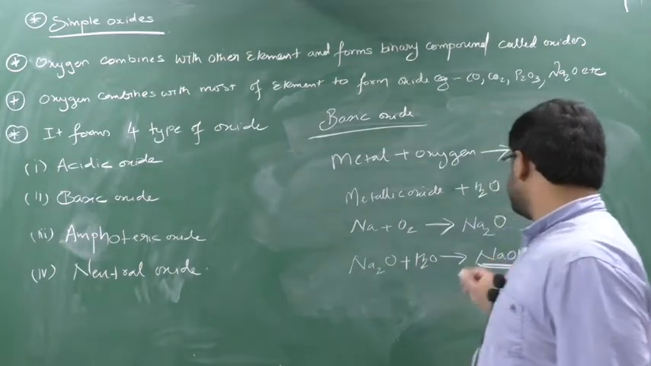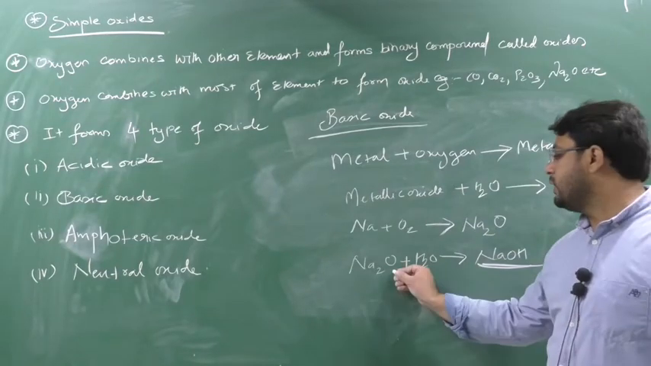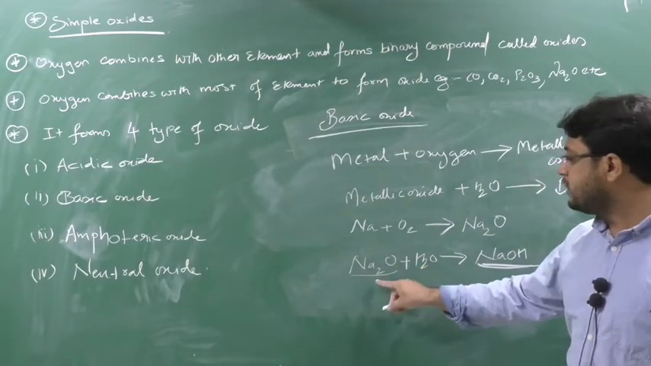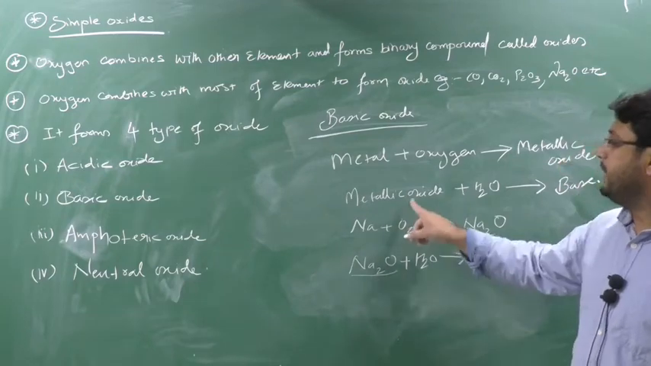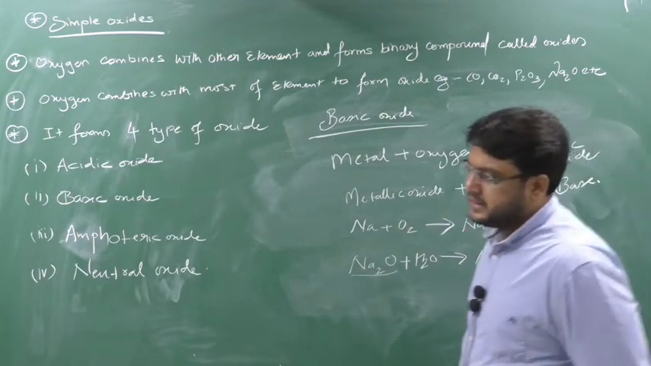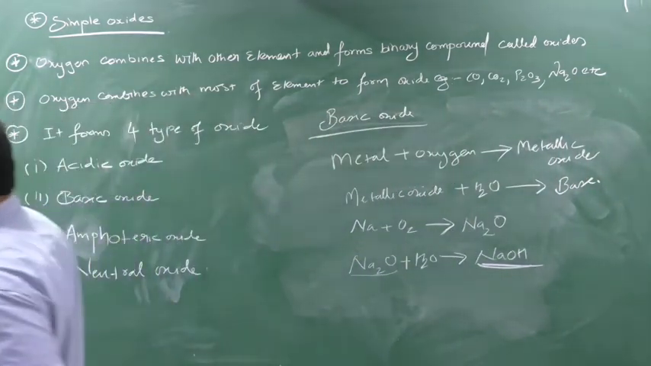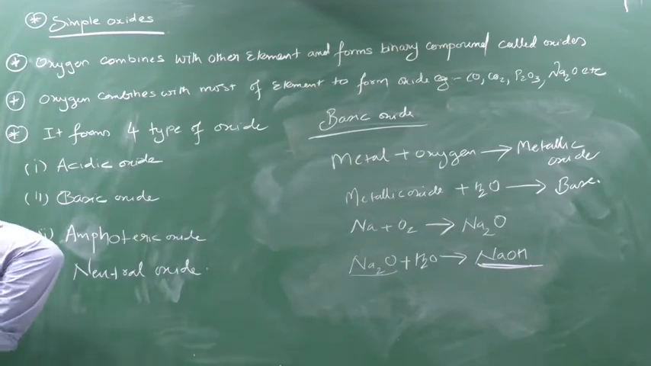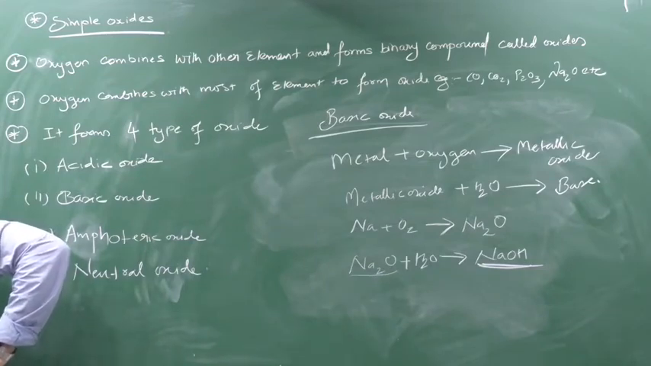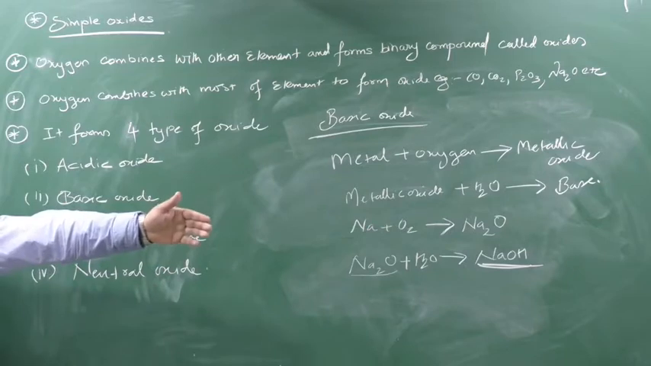So this NaOH is formed due to what? Due to the dissolving of this sodium oxide. And which kind of oxide is this sodium oxide? Metallic oxide. So we say that metallic oxides are basic in nature. Write down first. Written this? Or you can take a screenshot.